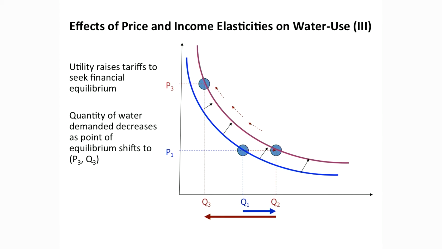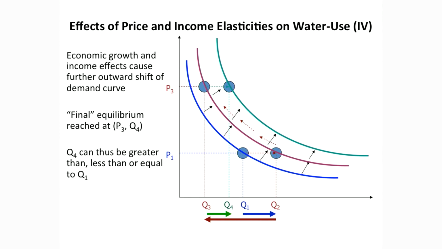As economic growth proceeds and household income increases, the demand curve for water shifts further outward. In this figure, the final equilibrium is reached at P3, Q4. Q4 could be greater than, less than, or equal to Q1. The point of this illustration is that the quantity of water used in a city over time is the result of the interaction of several countervailing factors.